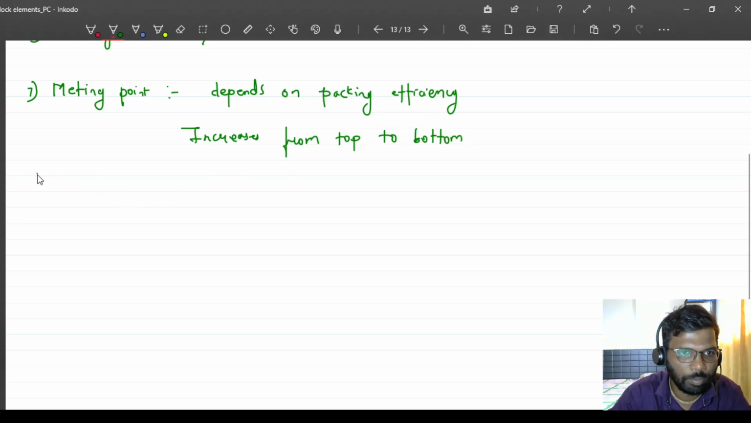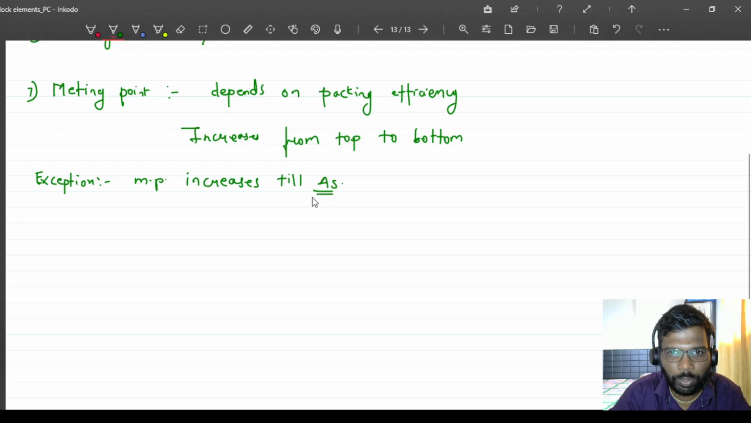But there is an exception. Whenever there is inorganic chemistry, there is an exception. The exception is that the melting point increases till arsenic. There is nitrogen, phosphorus, arsenic, then antimony and bismuth. So the melting point will increase till arsenic, then the melting point will again start falling. Let us understand the reason.